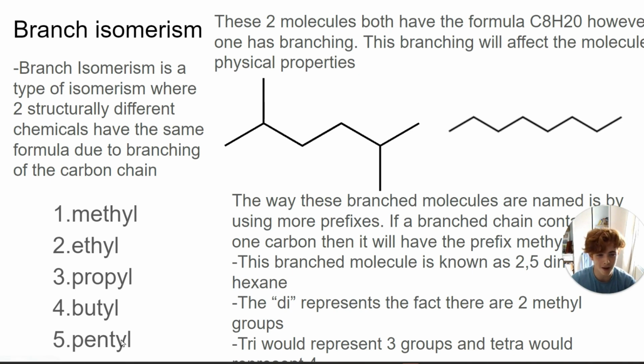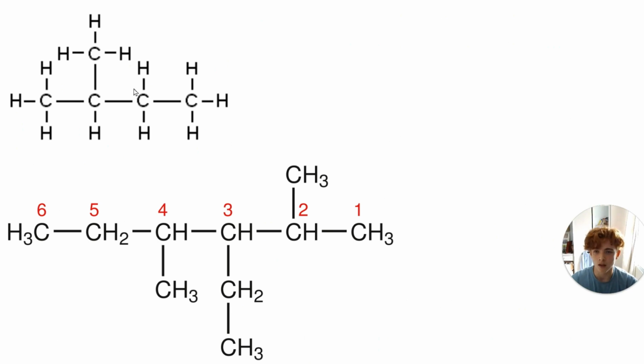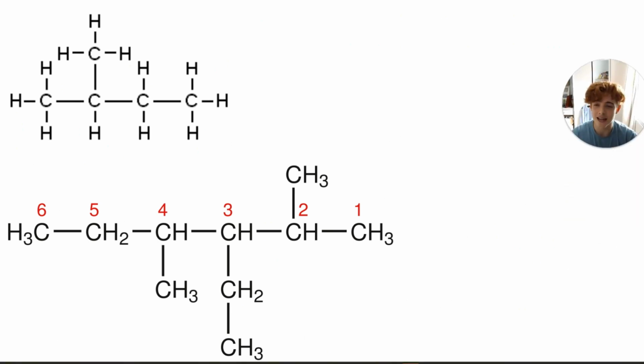But yeah, then you've got butyl and pentyl as well. That would represent 4 and 5 carbon chain branches, but you don't really need to go any further than that. To be honest, you're not gonna find 5 long carbon chains unless it's a massive molecule. But yeah, let's try to name some of these molecules. Hopefully I've explained it well enough that you'll be able to maybe pause and try figure out how to do this on your own.